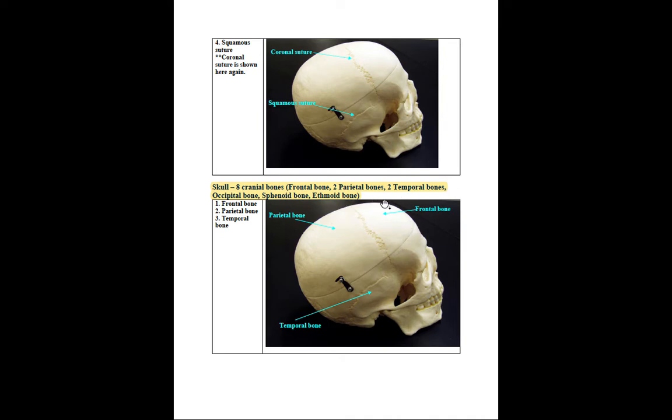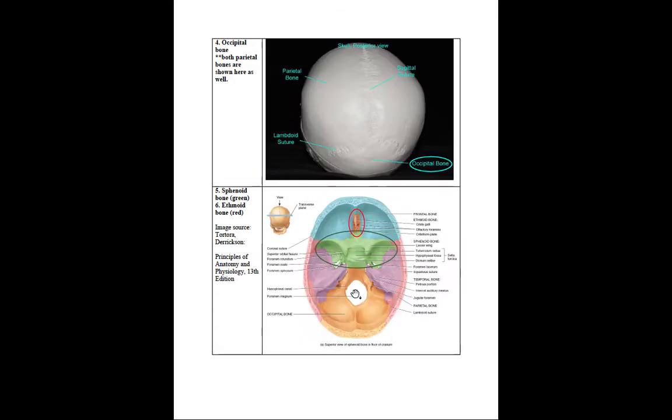Again, the frontal bone is pretty easy to identify here. The 2 parietal bones are on each side here. There are 2 temporal bones, so here's 1 temporal bone, and 1 on the other side. And then you have the occipital bone back here in the posterior. And you can actually see both parietal bones here as well.